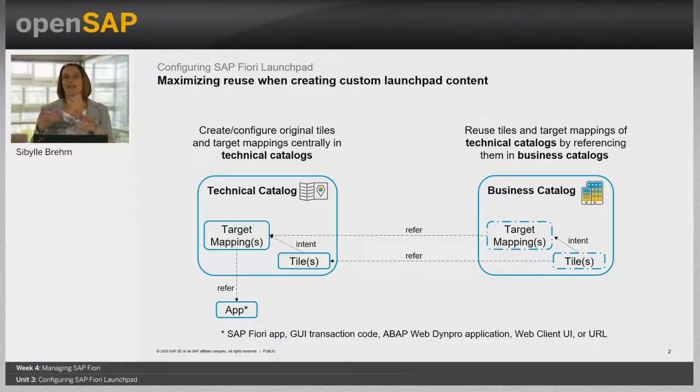Business catalogs are then assigned to the related business role. In this way, the same app can be reused by multiple roles. If you want to change such an app, you only need to change it once in the technical catalog.